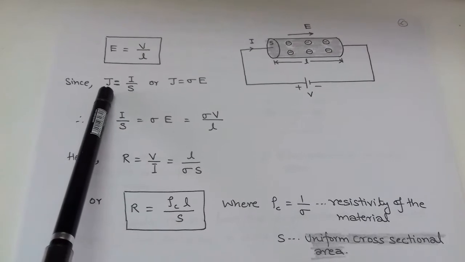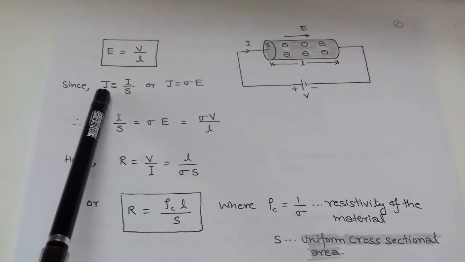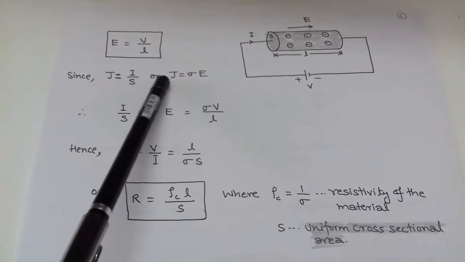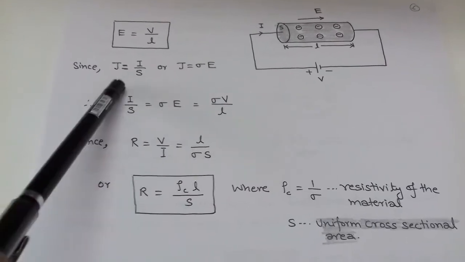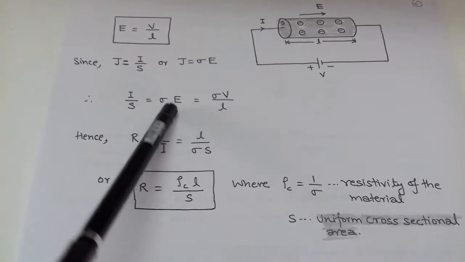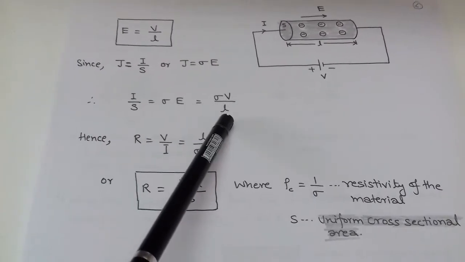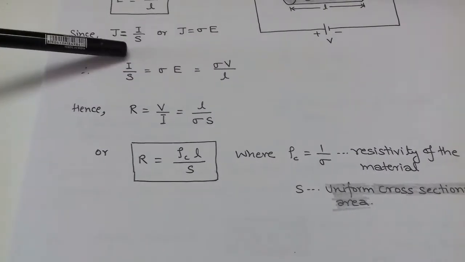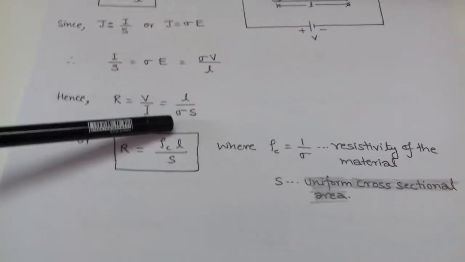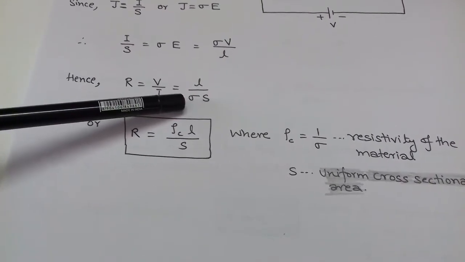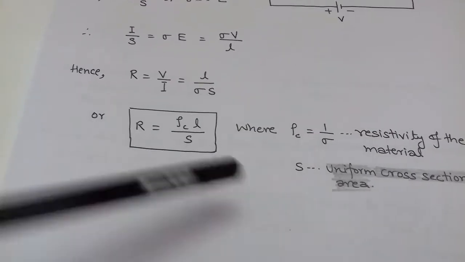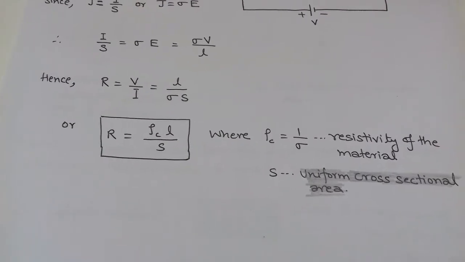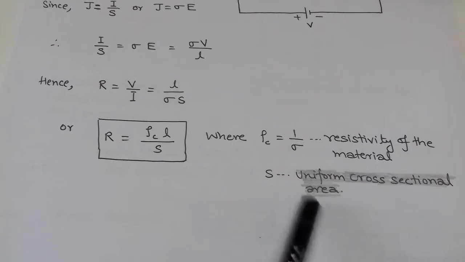Now since we know that the current density J equals I upon S, current upon cross-sectional area, and we know that J equals sigma E, by using this we can say that I upon S equals sigma E, because both are formulas of J, and in place of E we can put V upon L. So we take a ratio V upon I, and it is equal to L upon sigma S. So from here we get a formula of resistance, and this formula of resistance is for when the cross-sectional area S is uniform.